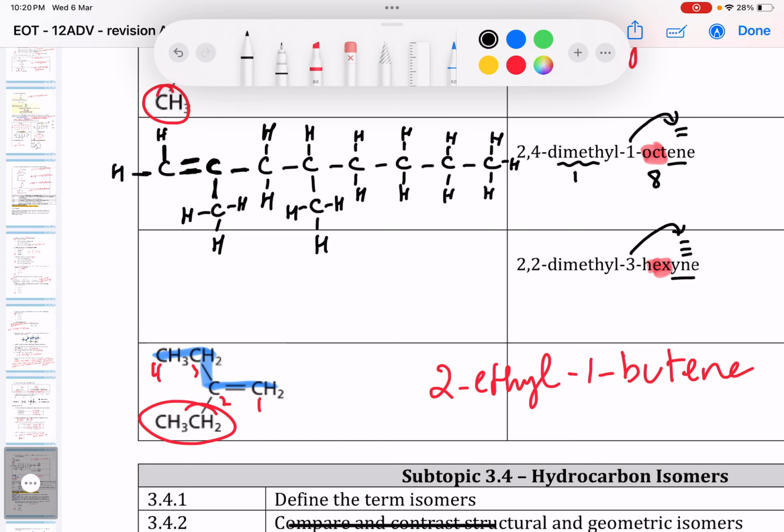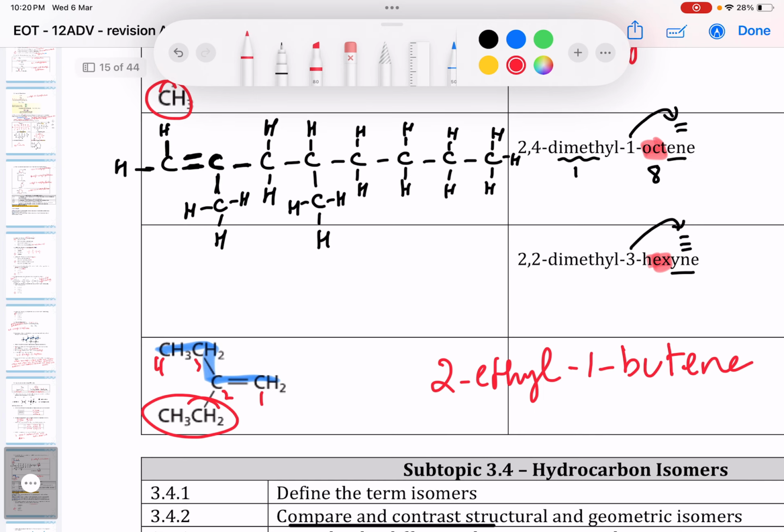So as I mentioned, you have 6 carbons. 1, 2, 3, 4, 5, 6. Where on the third carbon, you can place the triple bond. 1, 2, 3. Here's the triple bond. You'll put it after, because if you put the triple bond here, that means it's on the second. So here's the third carbon having a triple bond.